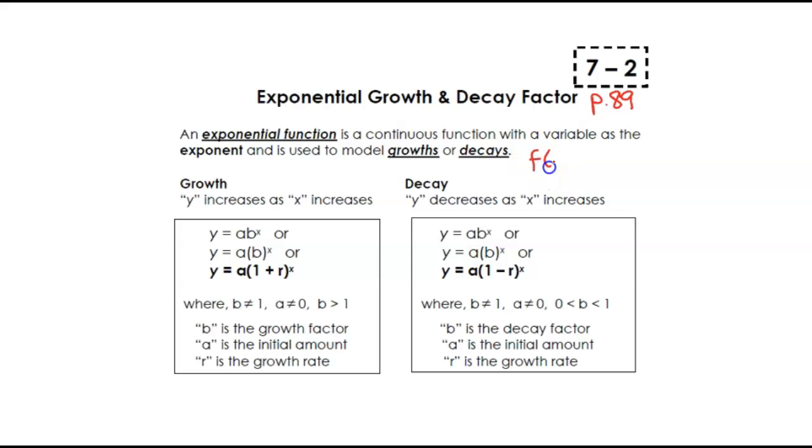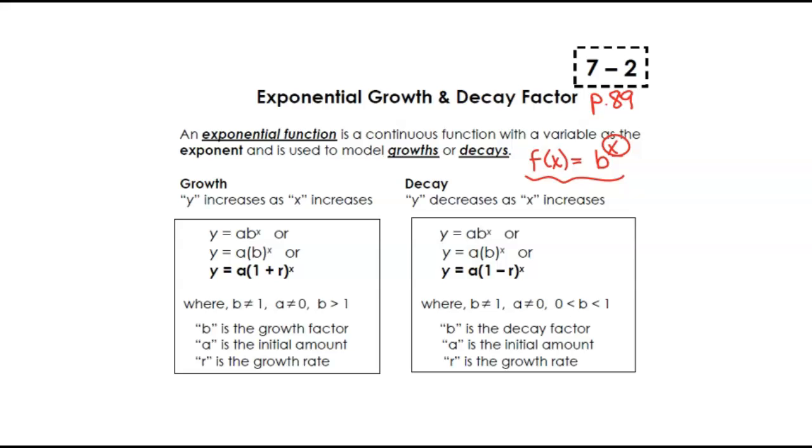So the exponential function, the parent function that we just talked about in 7-1, that's what it's describing here. It's a continuous function with a variable as the exponent, and it's used to model either growth or decay. Okay? Used to model growth or decay. And I asked you to have out a highlighter because this is what we are highlighting.